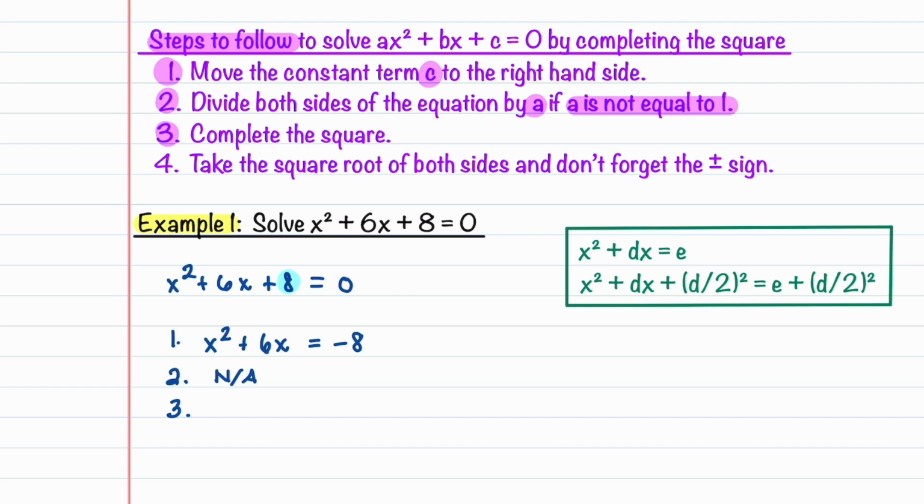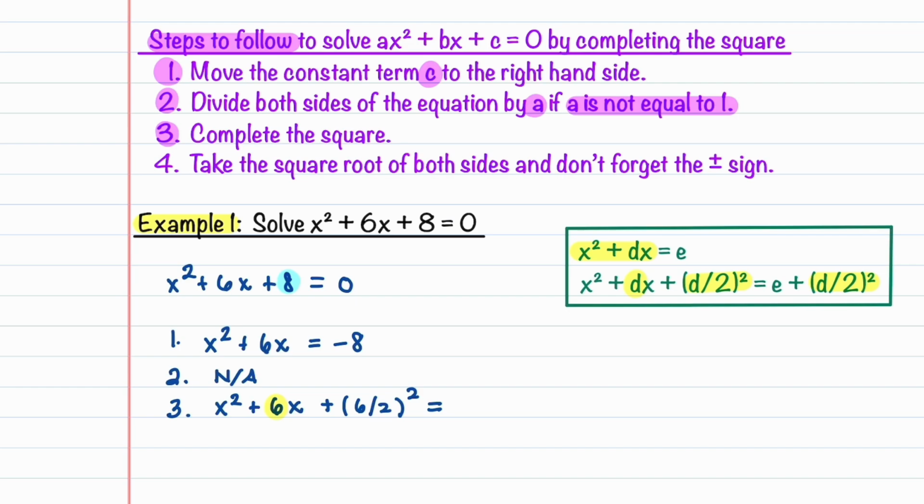Notice that our left-hand side is x squared plus 6x. This is the same thing as x squared plus dx. And then on the right, we have a constant. In order to complete the square, what you do is you take your middle term, which is d, or in our case is 6, and you're going to divide it by 2 and square it, and you're going to add that to both sides of the equation. So let's do that. The constant in our middle term is 6, so we're going to take 6, and we're going to divide it by 2 and square it.